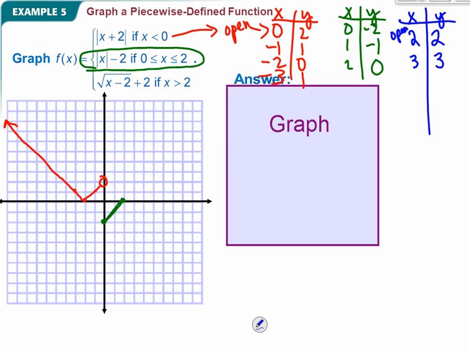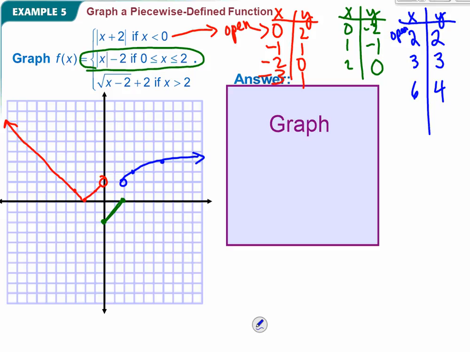Let's see. What's a good next point? 6. I like 6. Why do I like 6? Because what's 6 minus 2? 4. Square root of 4 is 2. 2 plus 2 is 4. And this is an open circle at 2, 2. And then I can just plot some points. I go to 3, 3, and I go to 1, 2, 3, 4, 5, 6, 1, 2, 3, 4. And I know that's my curve of square root.